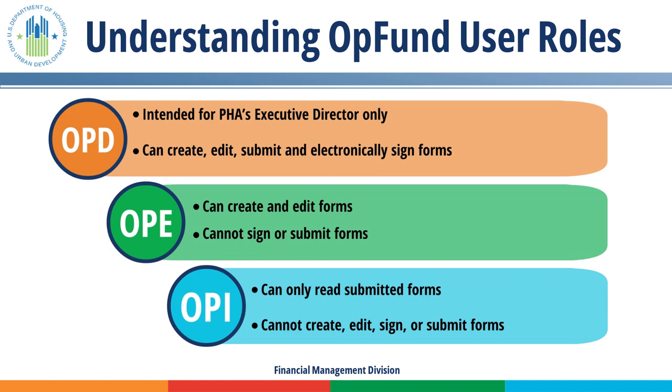Follow up with your PHA's WASC coordinator to ensure that they only assign one role per user. In cases where a user has more than one role assigned, the system will automatically default to the access rights of the lower of the two roles.